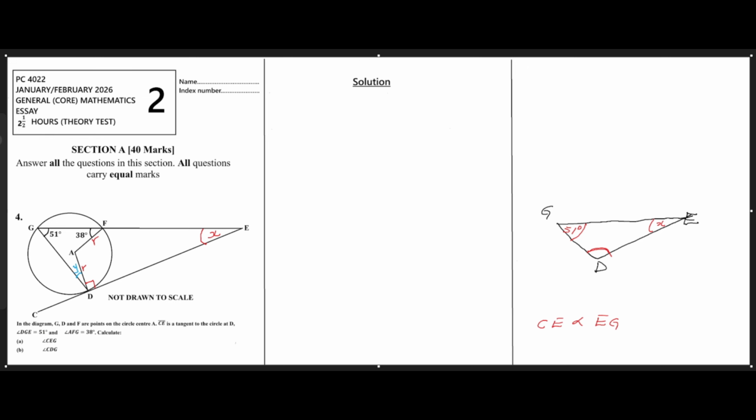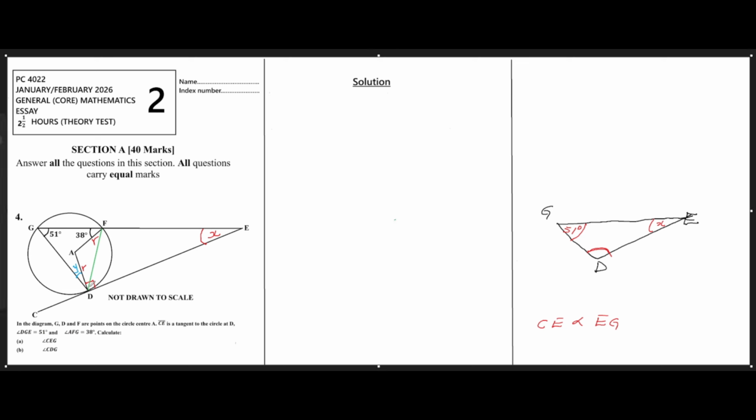So now we have an invisible line, that is a line that joins point F to point D. Let me redraw it again. A line that joins point F to point D. So what name is given to this line? So there is a chord.